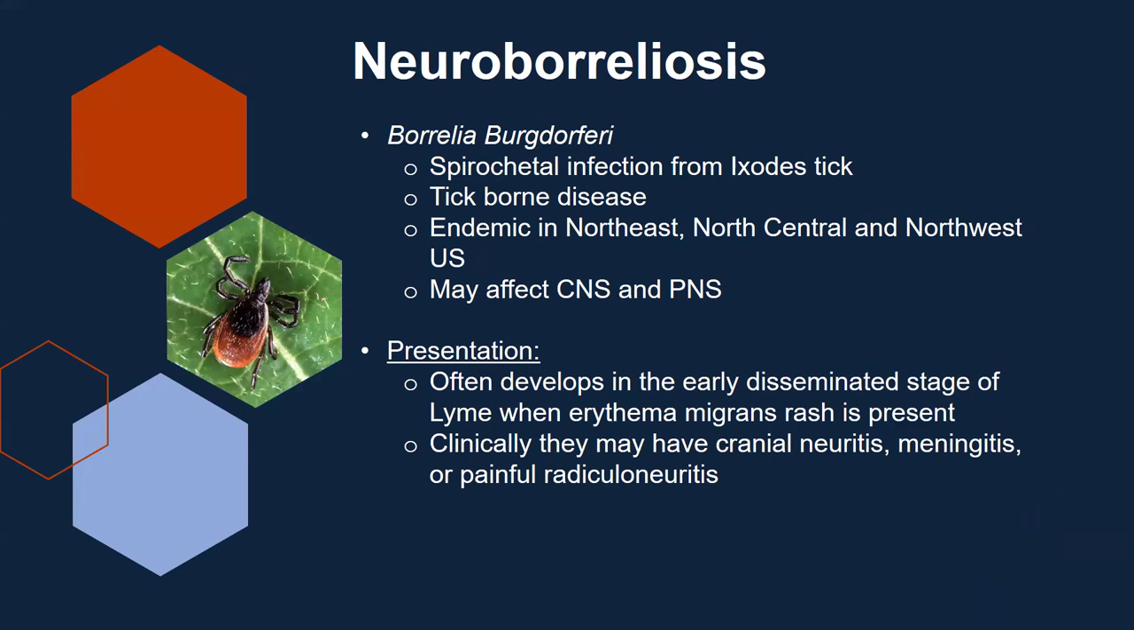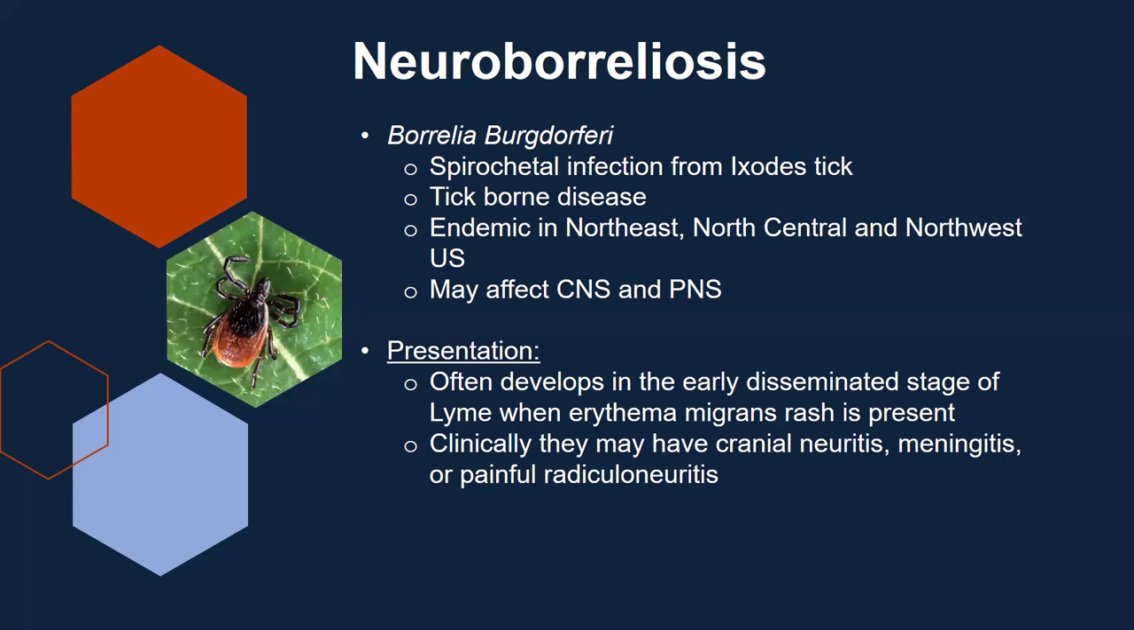The first disease that we'll talk about that causes a spinal meningitis or arachnoiditis is Lyme disease or neuroborreliosis. This is a tick-borne infection caused by Borrelia spirochetes, usually Borrelia burgdorferi. Neurologic complications of Lyme disease occur in about 3 to 12% of patients in the US and Europe, and it can affect both the central and peripheral nervous system. It's endemic primarily in the Northeast, North Central, and Northwestern United States, but there are three different stages that we want to think about.